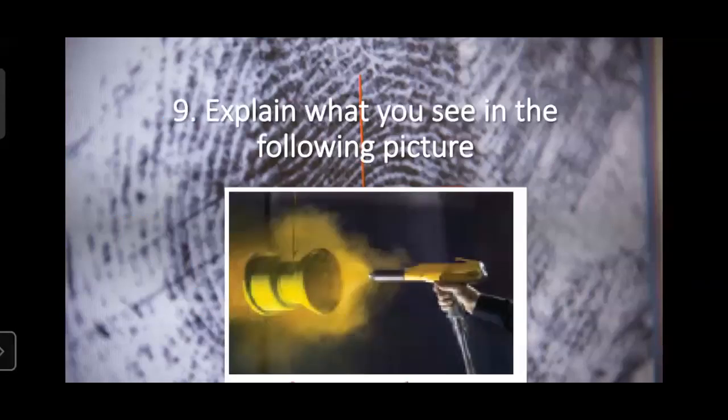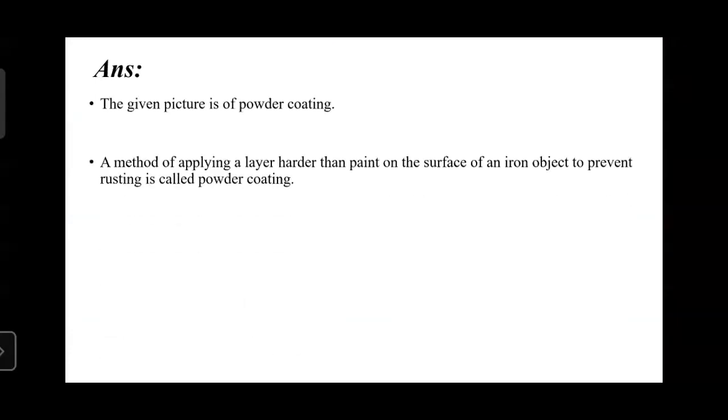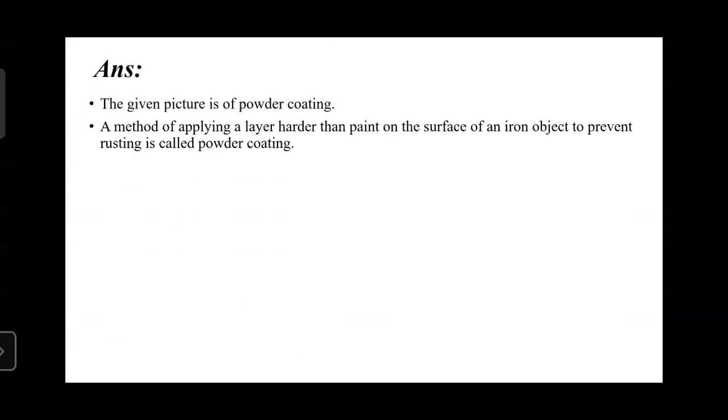Next question, explain what you see in the following picture. The given picture is of powder coating. The method of applying a layer harder than paint on the surface of an iron object to prevent rusting is called powder coating.